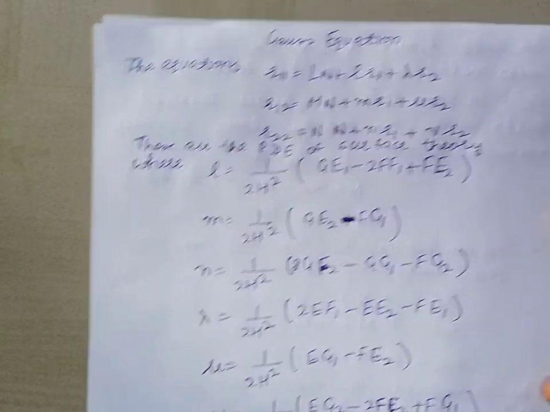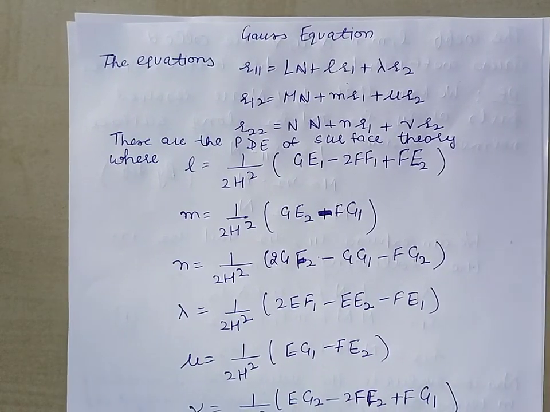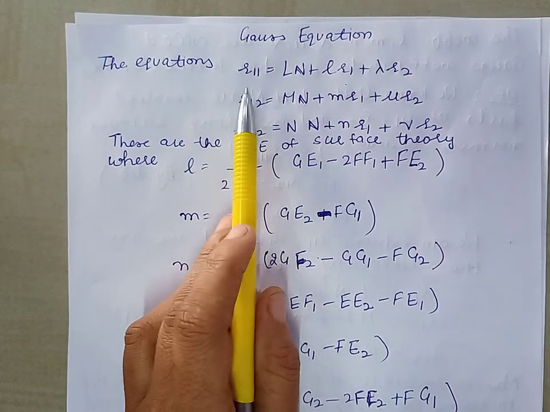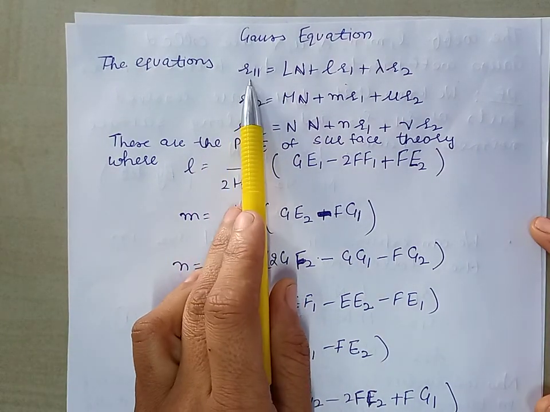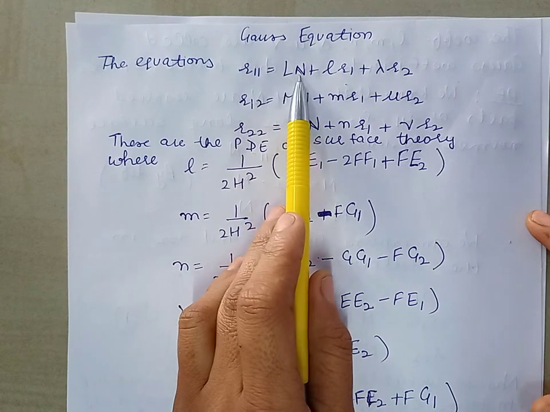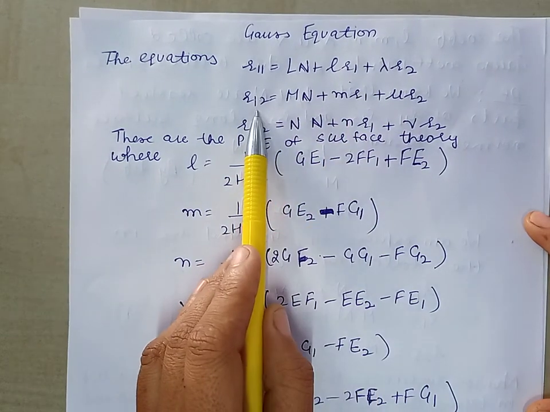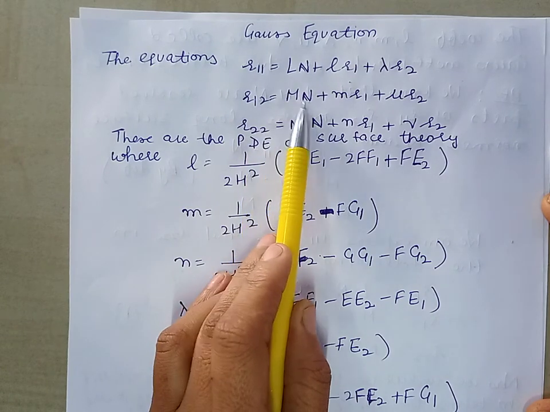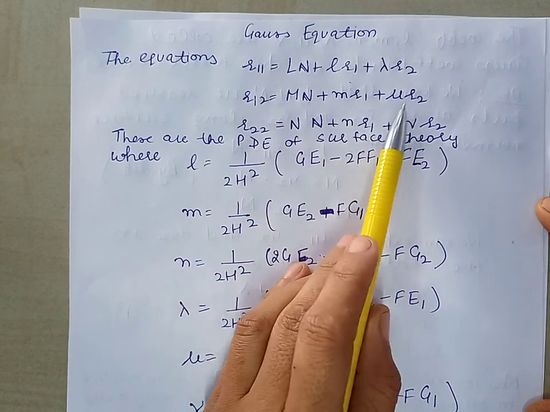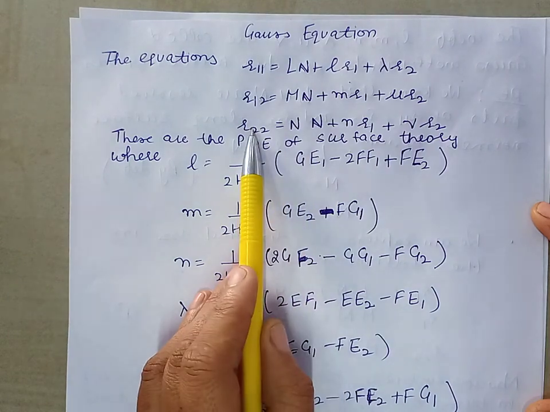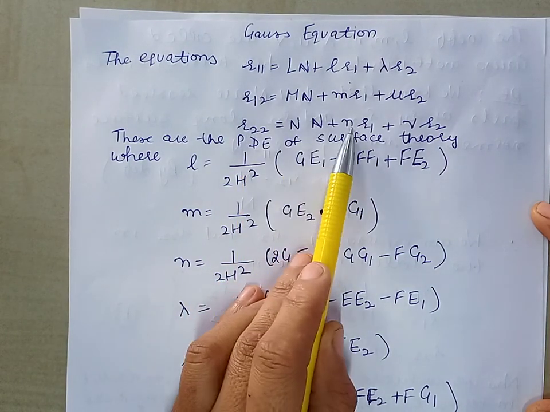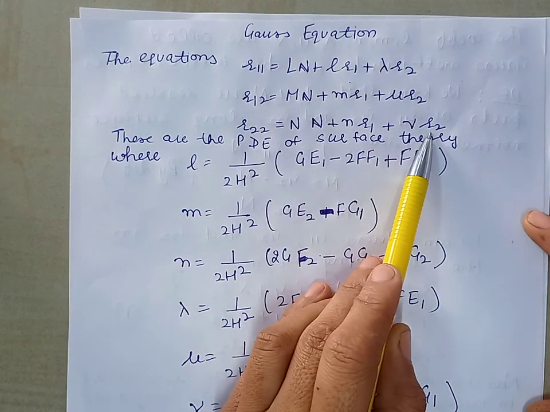Good morning, students. Today we will discuss Gauss equations, which are of great importance in the study of surface theory. So, the following three partial differential equations: R11 is equal to Ln plus L r1 plus lambda R2. Second, R12 is equal to Mn plus M r1 plus mu R2. R22 is equal to Nn plus N r1 plus nu R2.